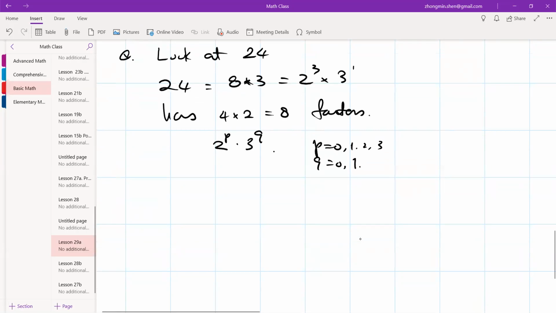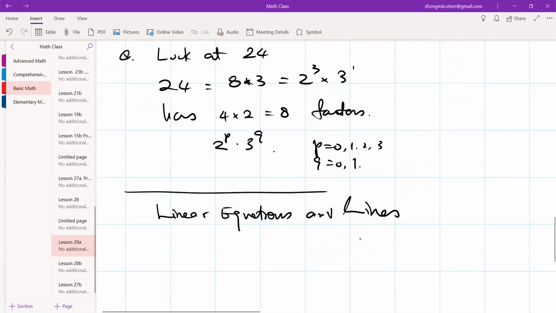Now, my next topic will be about lines and equations. Linear equations and lines. Okay.